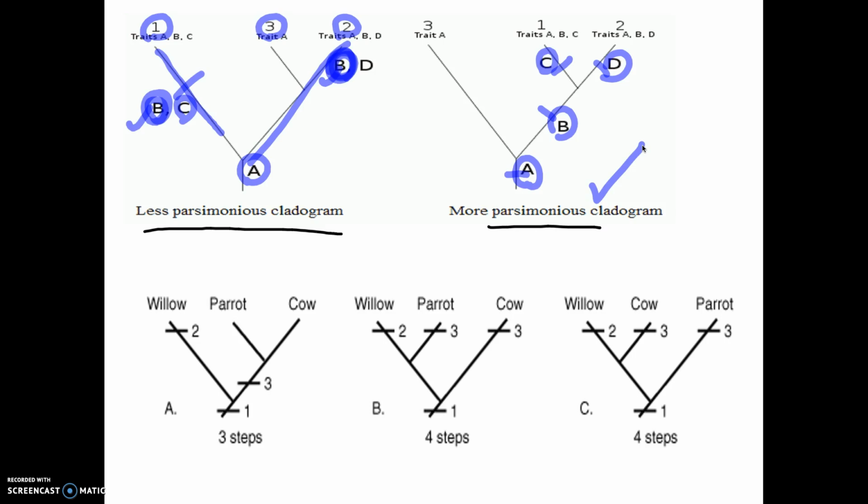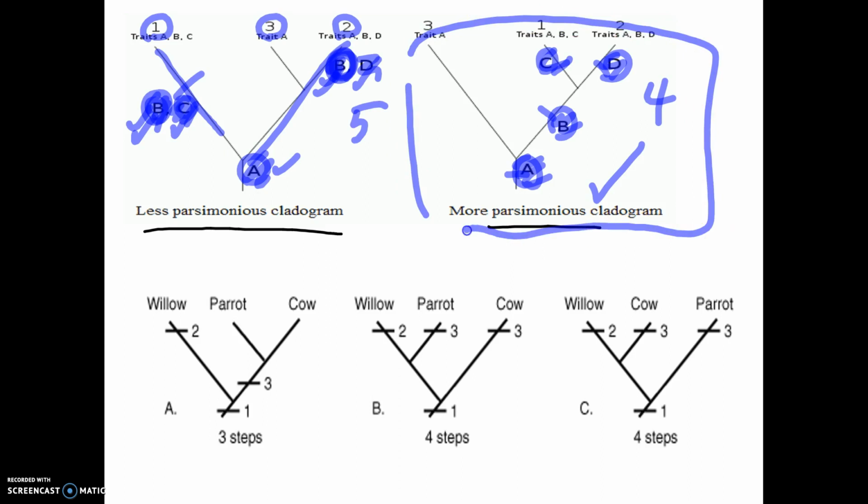Honestly, the easiest way to figure out the most parsimonious tree, if you're not given data to compare to, would be to literally count how many changes happened. So in the tree on the left here, 1, 2, 3, 4, 5 changes had to happen. I'm literally just counting how many letters are written here. And on the tree on the right, 1, 2, 3, only 4 changes happen. So this would be the more correct tree.